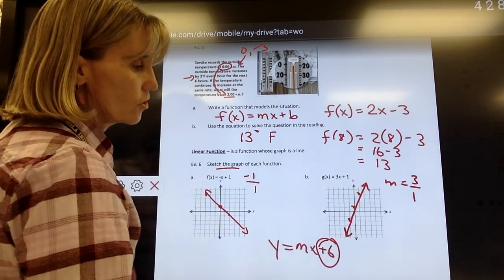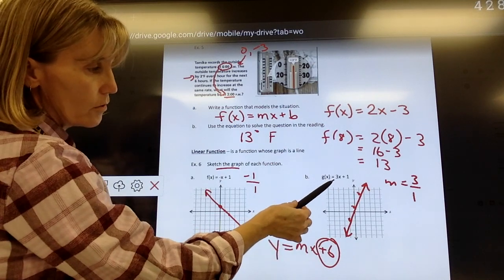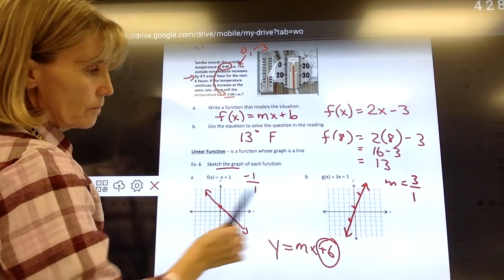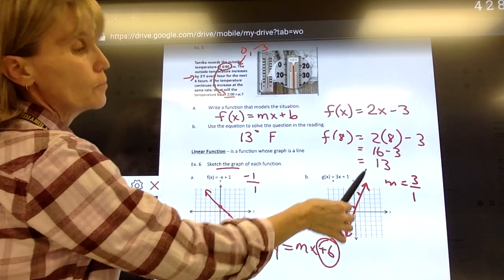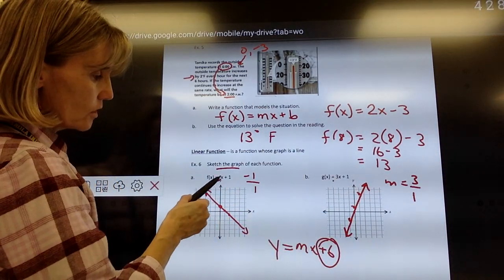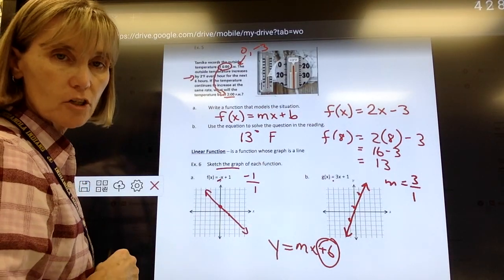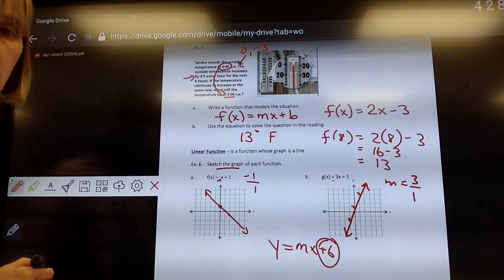Okay, there's my function. And again, just like before, the slope here is positive. That's an uphill. Since it is positive, you should be going uphill. And then this one's negative. So your line should be going downhill, and it is. Take some time to check those things out. Make sure you've got the right line graphed.